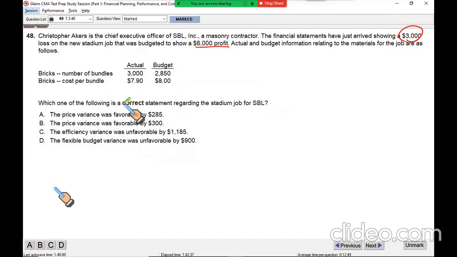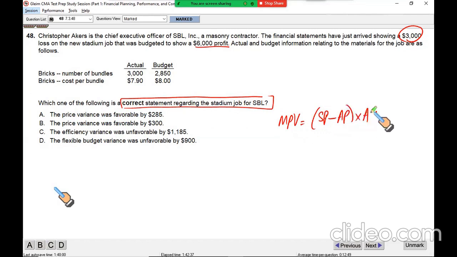Which of the following is a correct statement regarding the stadium job? Let us first calculate the price variance. Material price variance is the standard price minus actual price, multiplied by the actual quantity purchased. Our standard price as per the budget was $8. The actual price paid was $7.90. And what is the actual quantity bought? The actual quantity bought was 3,000 bundles.